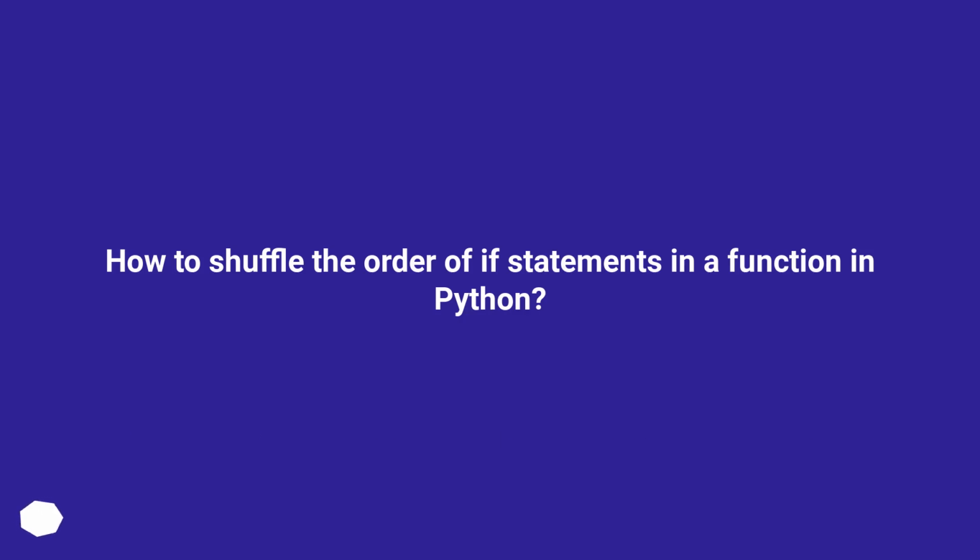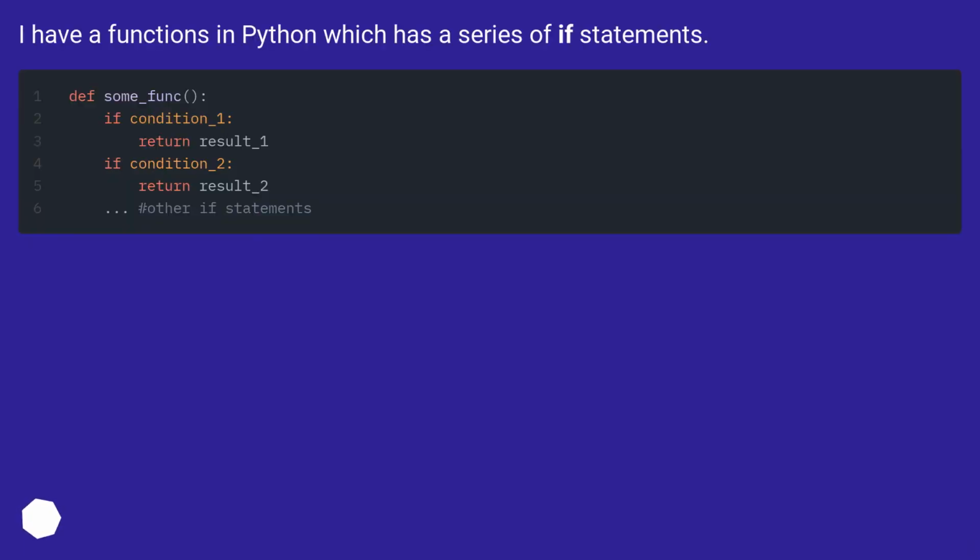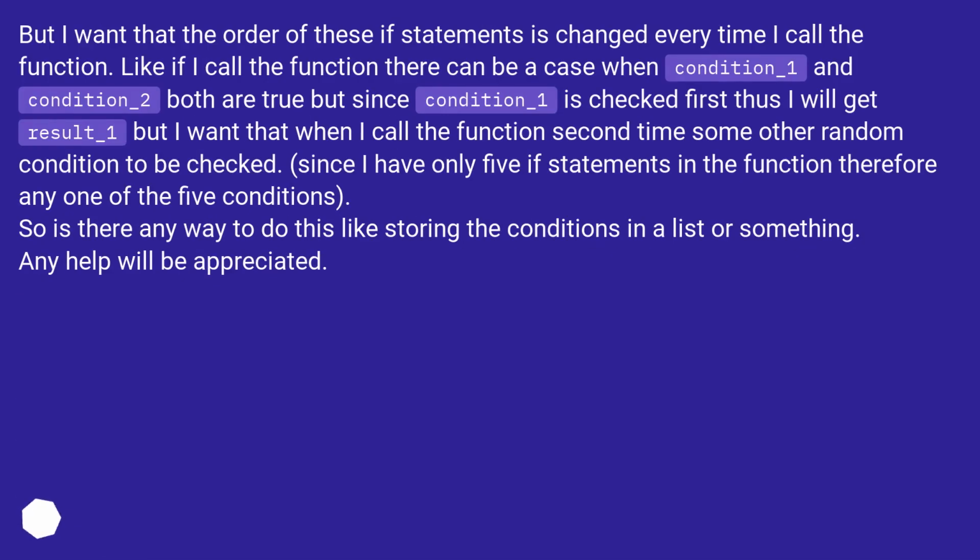How to shuffle the order of if statements in a function in Python. I have a function in Python which has a series of if statements. But I want the order of these if statements to change every time I call the function.